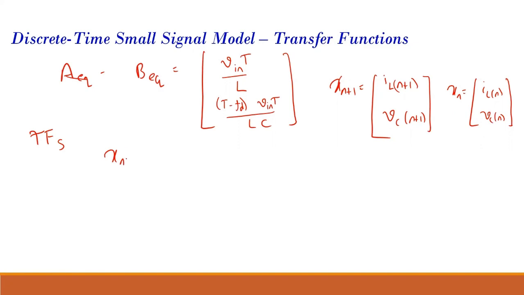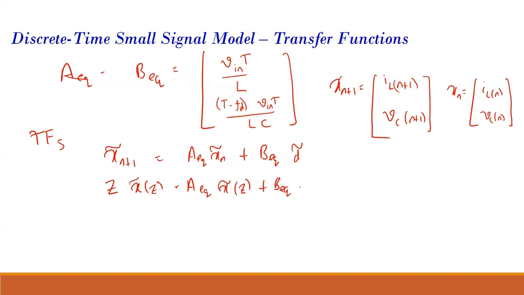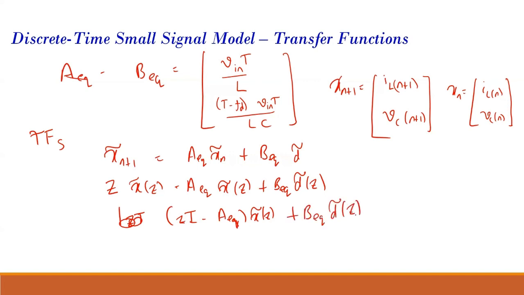So what I will do, I know x perturbed of n plus 1 is equal to A equivalent into x perturbed of n plus B equivalent into d perturbed. When I take the Z transform of it, I will get Z into x perturbed of Z is equal to A equivalent into x perturbed of Z plus B equivalent into d perturbed of Z. So it will be (Z I minus A equivalent) into x perturbed of Z equals B equivalent into d perturbed of Z.